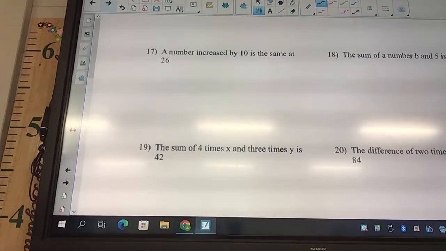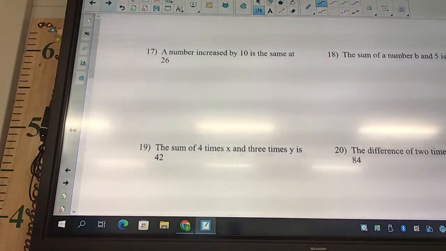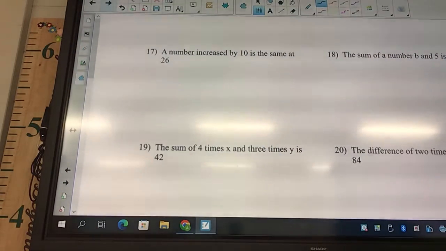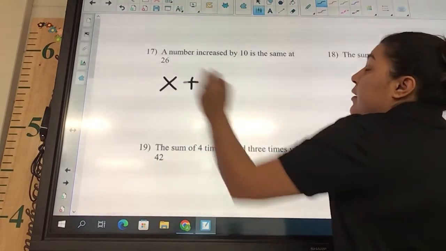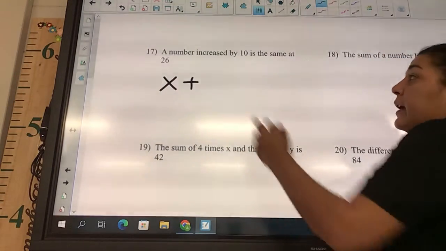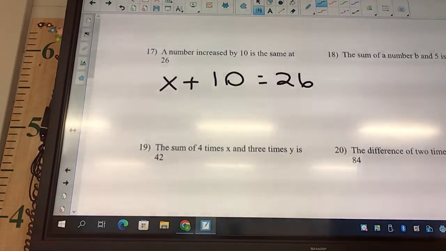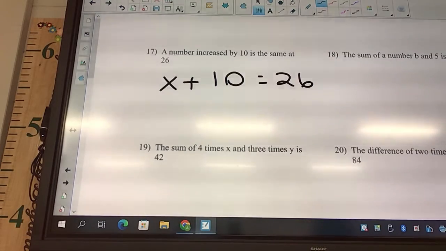Okay, a number increased by 10 is the same as 26. Okay, a number means what? X. Increased means plus. What's next? 10 equals 26. Okay, is the same as means 26. Okay, or equals.